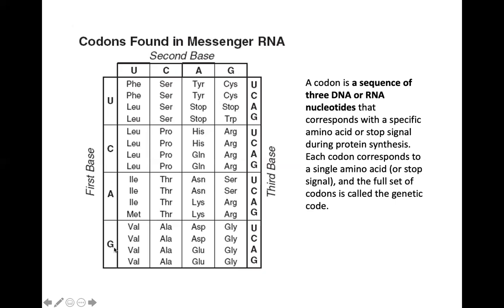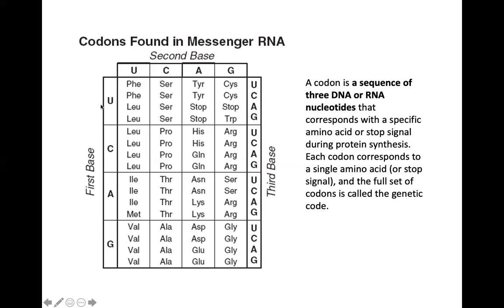So ito yung first base sa messenger RNA. Malalaman natin RNA because meron siyang uracil. Alright? Okay, first base, the second base, and the third base or nitrogenous base natin. So uracil, cytosine, adenine, guanine. Alright? So pag nalaman natin, what is codon? Codon is a sequence of three DNA or RNA nucleotides. So tatlong letter yun or tatlong nitrogenous base yun. Codon, tatlo.